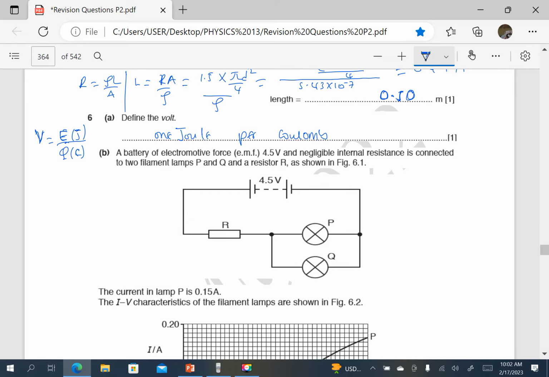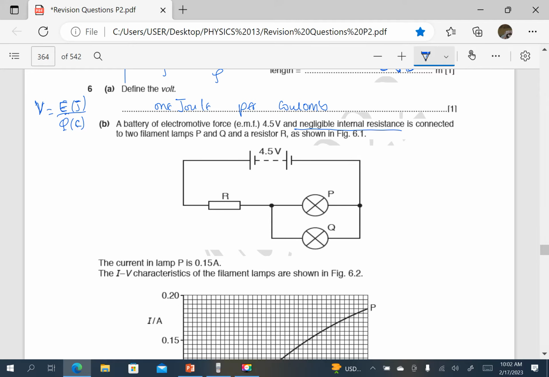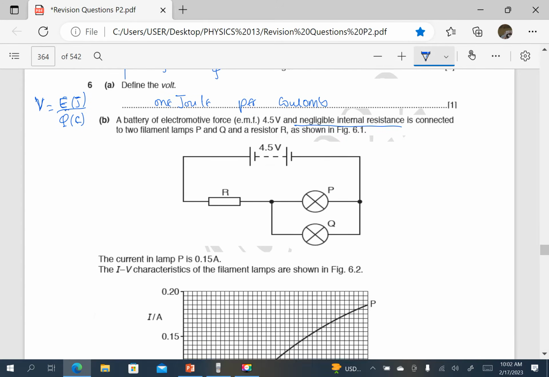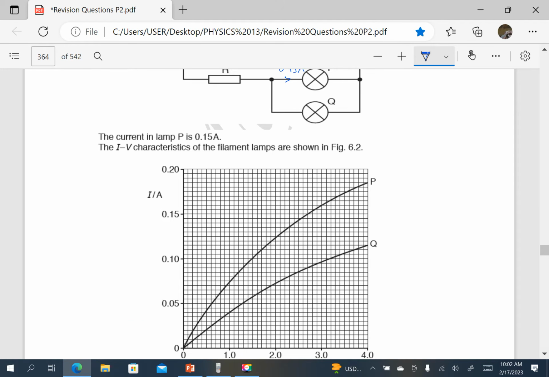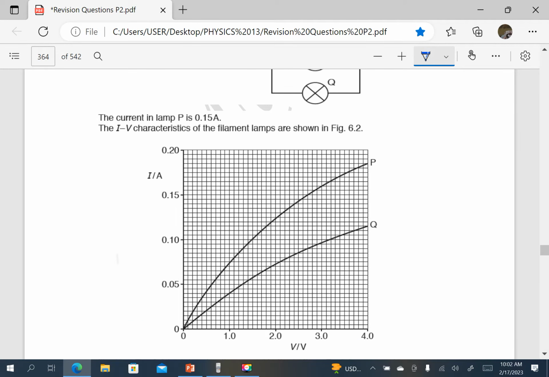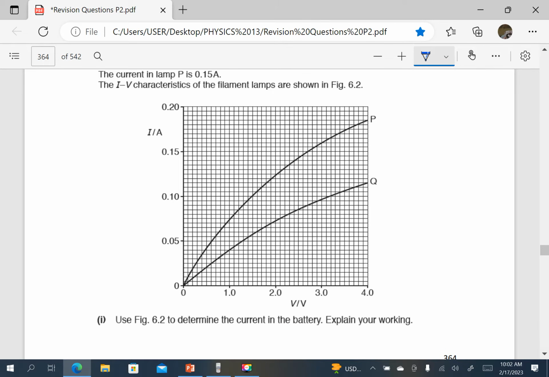A battery of EMF 4.5 volts and negligible internal resistance is connected to 2 filament lamps P and Q and a resistor R as shown. We can have a look at the diagram. The current in lamp P is 0.15 amperes. The IV characteristics of the filament lamps are shown here. So here we have the current against PD characteristic. We can just have a look at it.